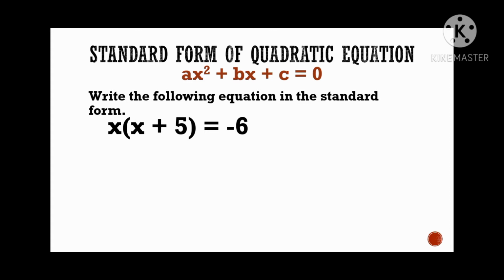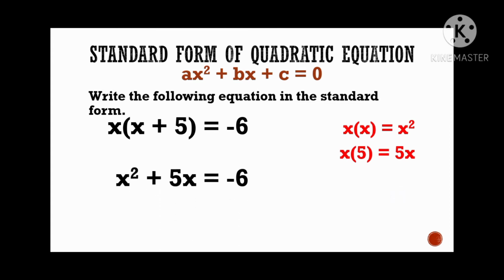So, ang unang gagawin is multiply x by x. And the answer is x squared. Then, multiply x by 5, and ang answer is 5x. Then, we write x squared plus 5x equals negative 6.